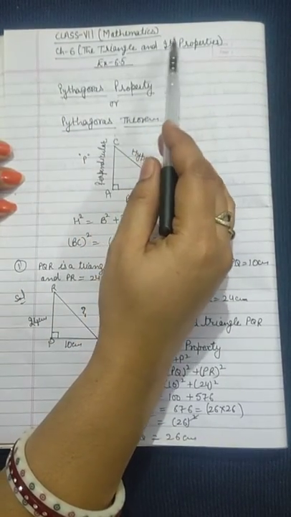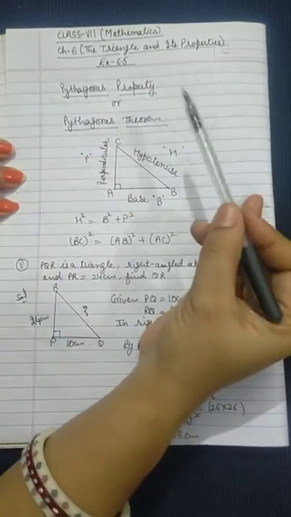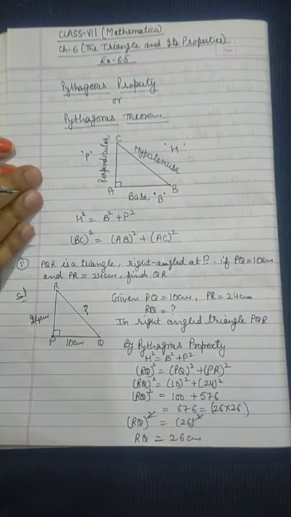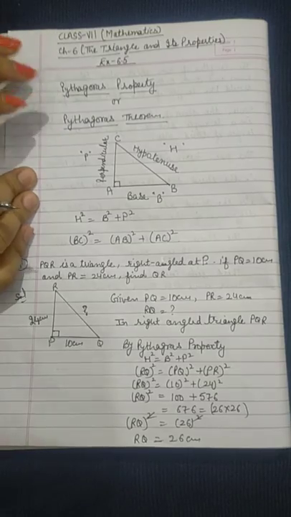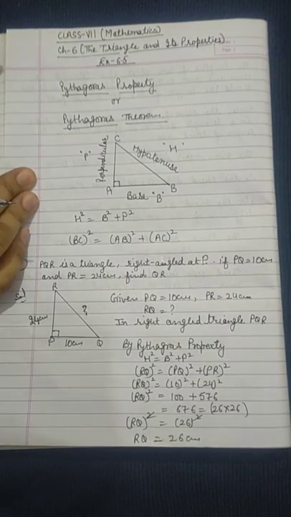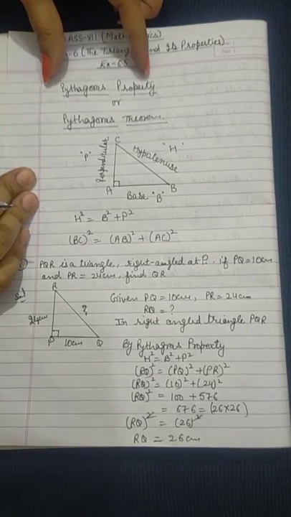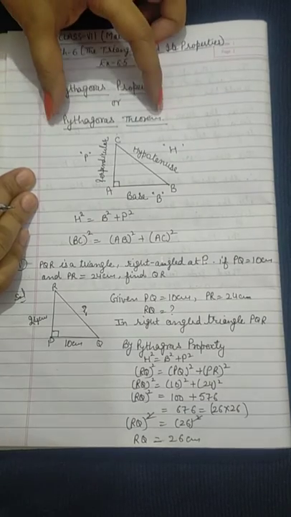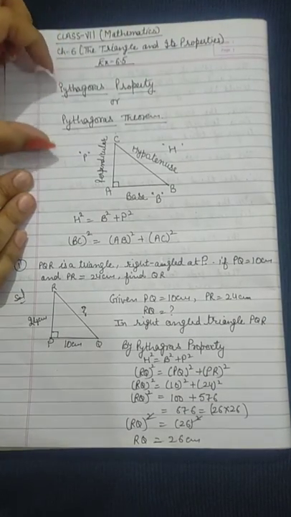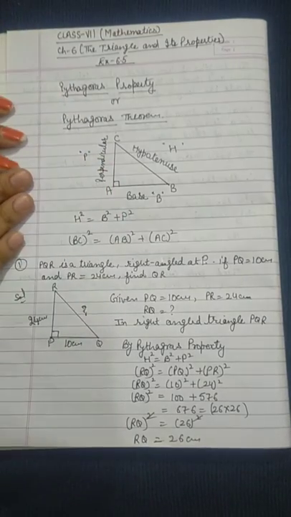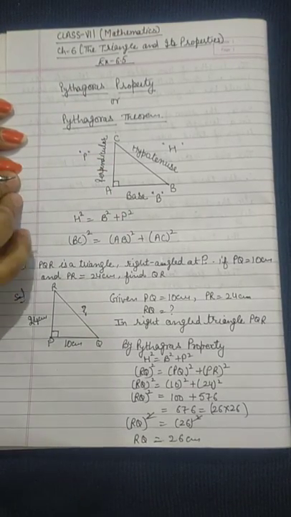The triangles and its properties of class 7. In this exercise, I will explain one more part of this chapter. That part is the Pythagoras property, also known as the Pythagoras theorem, and with the help of this property we will simplify the sums of this exercise. So let's start it now.